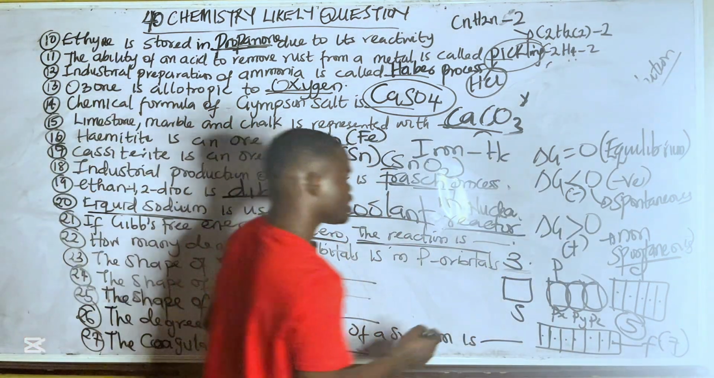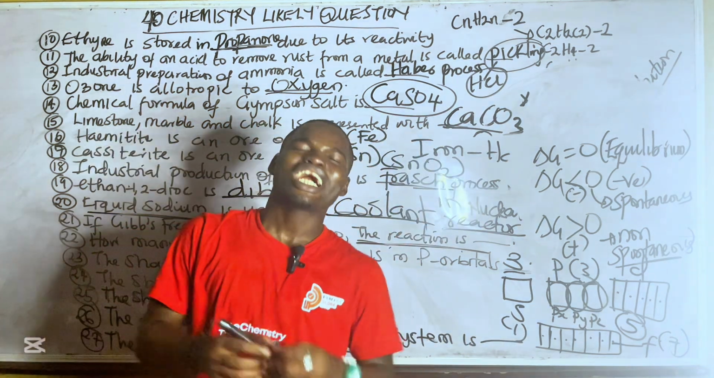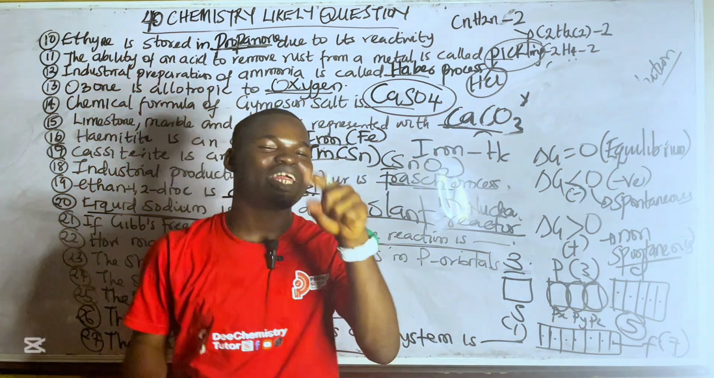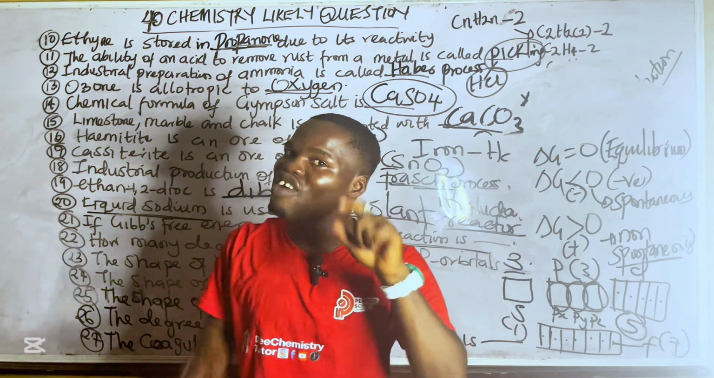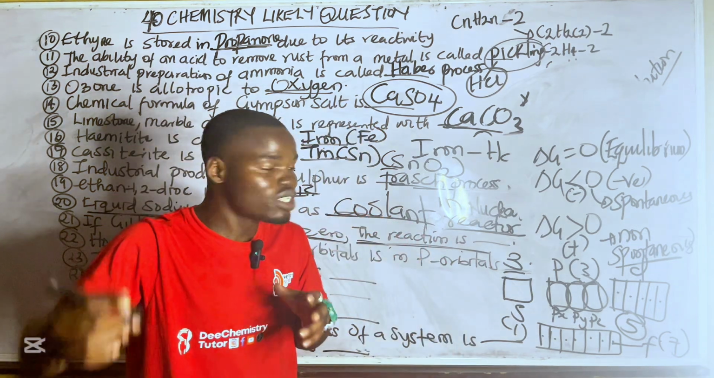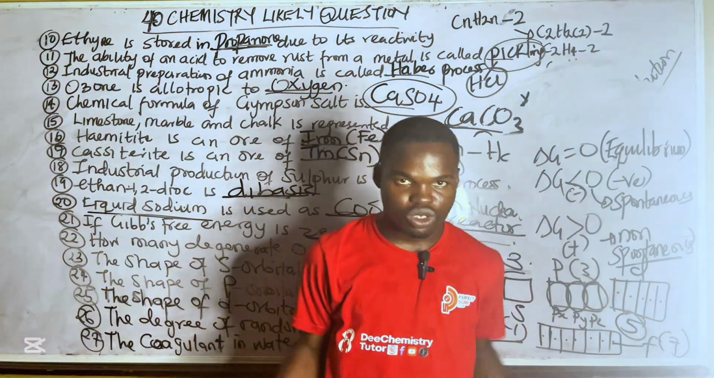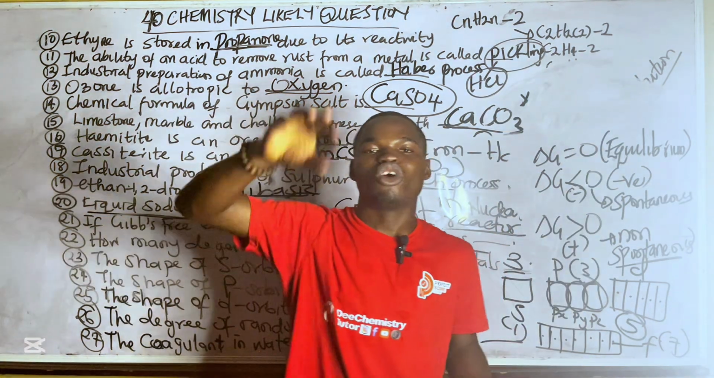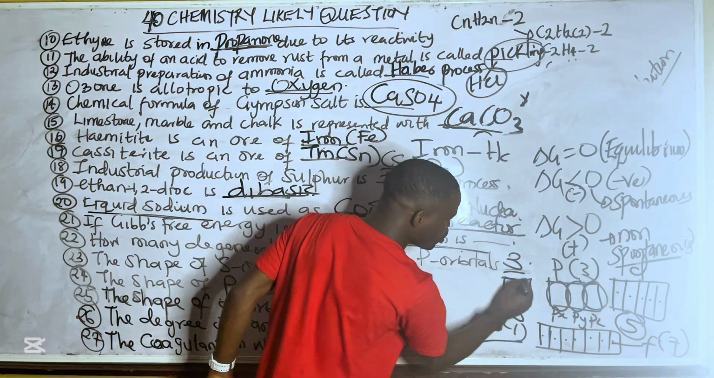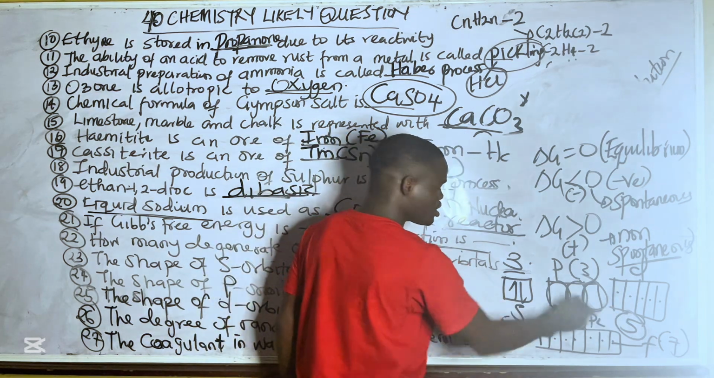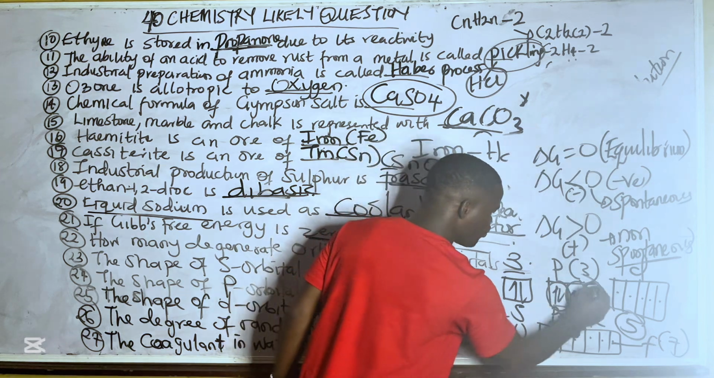Now, don't forget that p has 3, s has 1. Don't forget that each room can occupy 2 electrons. So they can ask you, how many electrons can the p orbital occupy, from the degenerate orbitals? Just like in your house, there are different rooms, and each room can occupy 2 persons. The persons are the electrons. So the s orbital can occupy 2. The p can occupy 6: 2, 2, 2.